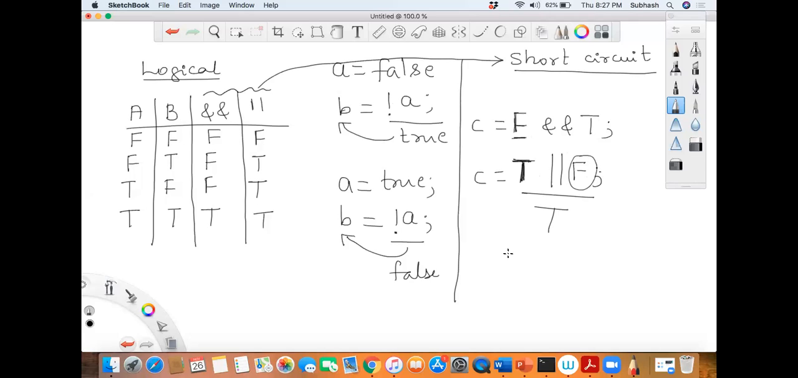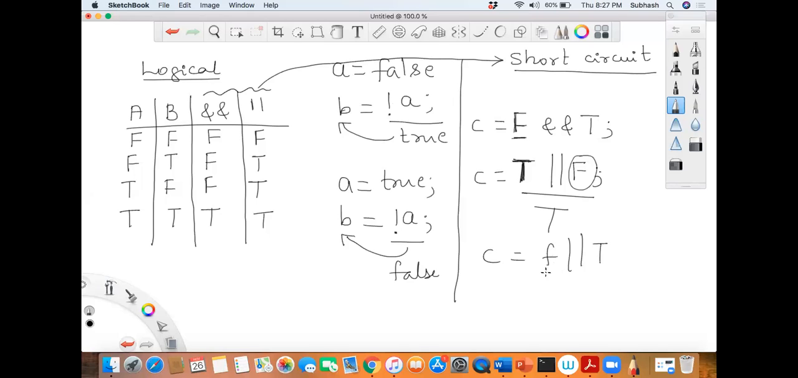Now Joshua, you are asking something. Can you ask me once again, buddy? Okay, I did not get that question. Let me go and check. Okay, if F or T, then it won't be short circuit, right? C is equal to F or T, correct? So F or T. Now it is not, because now what will happen here?